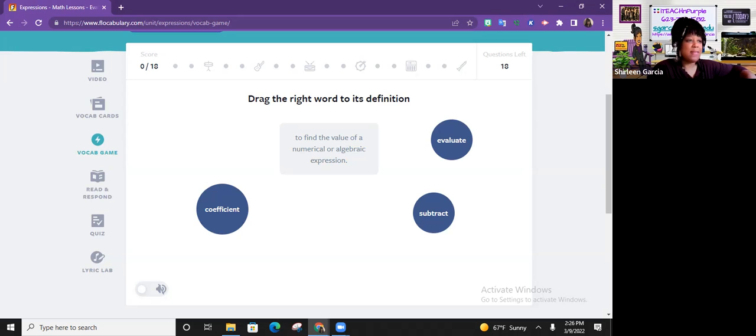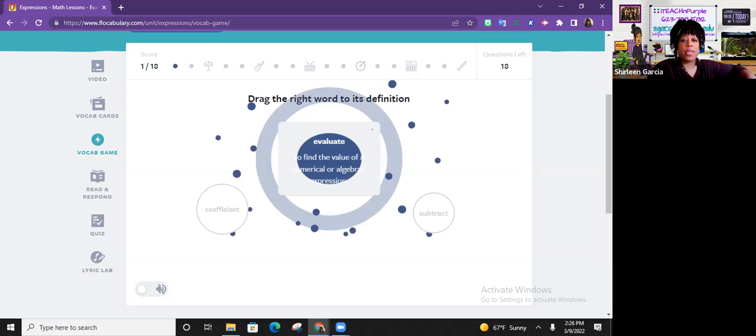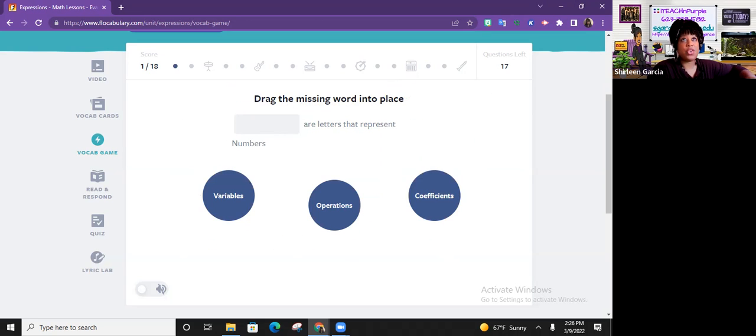Yes, Cameron, it is evaluating. Yes, yes, yes. When it's an equal sign, you're solving. Good job. The coefficient, remember, is the number before a variable. It's like they marry, they're a couple, they live together, okay? So blank are letters that represent numbers. Are those variables, operations, or coefficients?